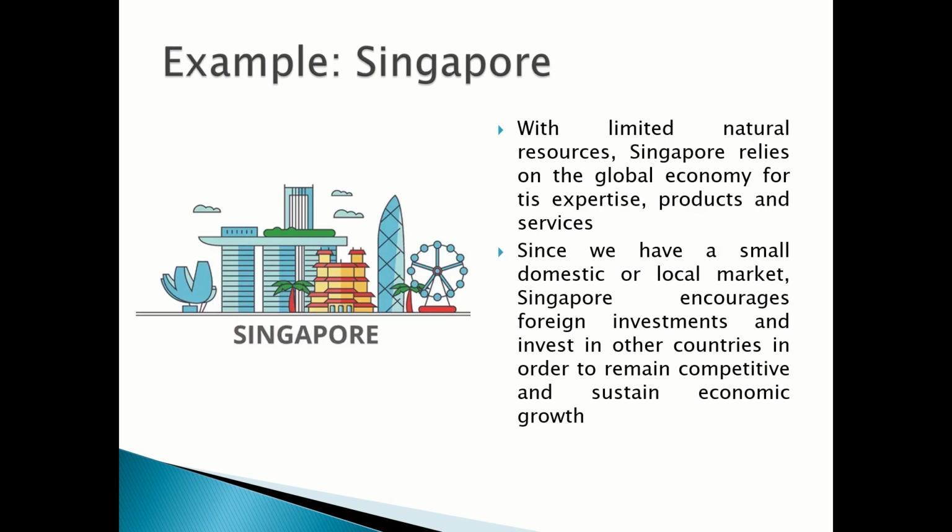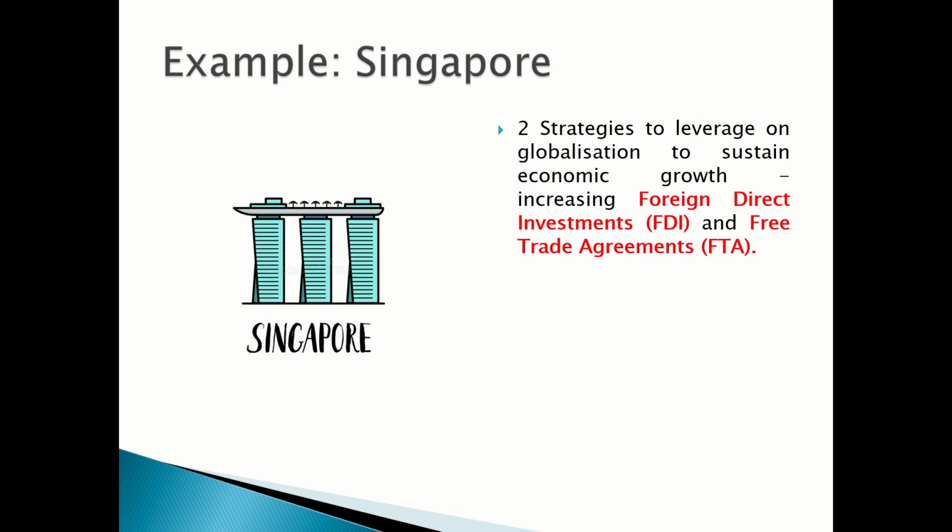For example, I think we all know that Singapore has very limited natural resources, right? We cannot produce our own materials or items as much, so we rely a lot on import and export. Sorry, there's a typo there. It's not this, it's this. So we rely a lot on the global economy for expertise, products and services. Because we're a very small domestic market, we really need to encourage foreign investments, and we need to invest in other countries also so that we can remain competitive and sustain our economic growth.